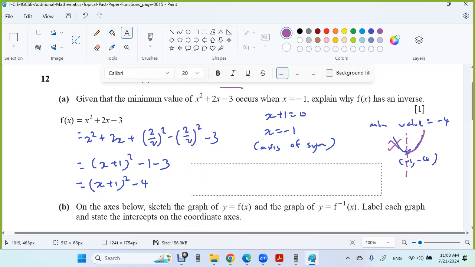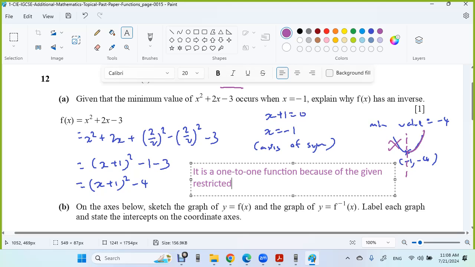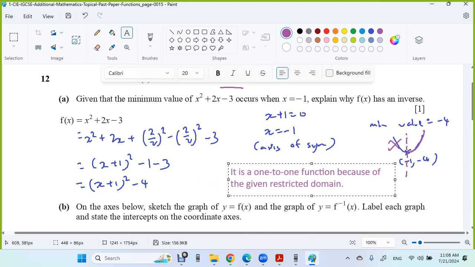So one-to-one functions have an inverse. So the answer is it is a one-to-one function because of the given restricted domain. Yes, so we restrict the domain, then the graph becomes one-to-one, then it has an inverse function.